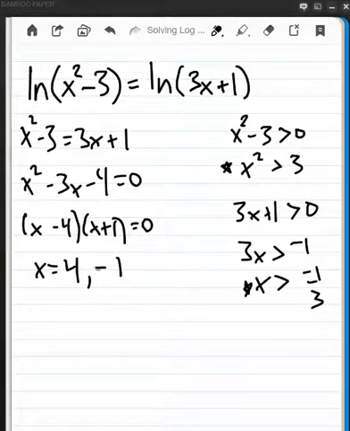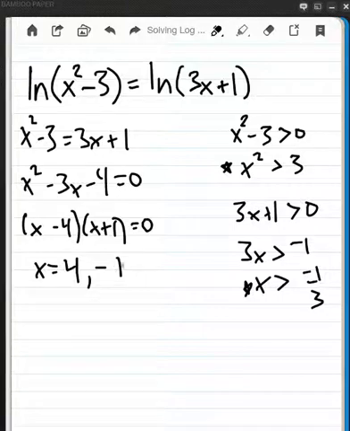Alright, now let's check these against the domain restriction. So, 4 squared is greater than 3. That works. 4 is greater than negative 1/3, so x equals 4 is a valid solution. Negative 1, if I plug that into here, negative 1 squared is not greater than 3. So automatically this number fails this part of the domain restriction. But let's just see what happens if we plug it into the other one too. Negative 1 is greater than negative 1/3. No, it's not. It's less than negative 1/3.